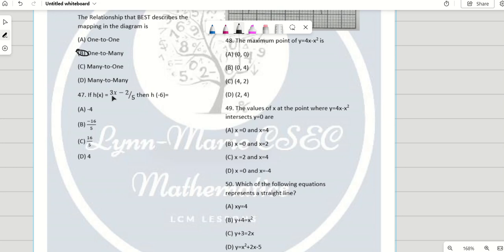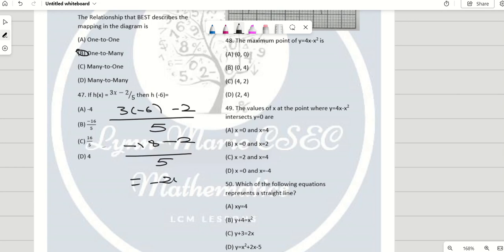47 tells us h of x is (3x minus 2) divided by 5. What is h of minus 6? That's (3 by minus 6 minus 2) all over 5, is (minus 18 minus 2) all over 5. That is equal to minus 20 over 5, which is equal to minus 4. Right.